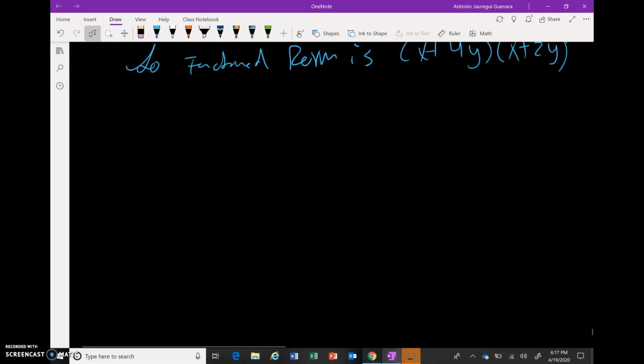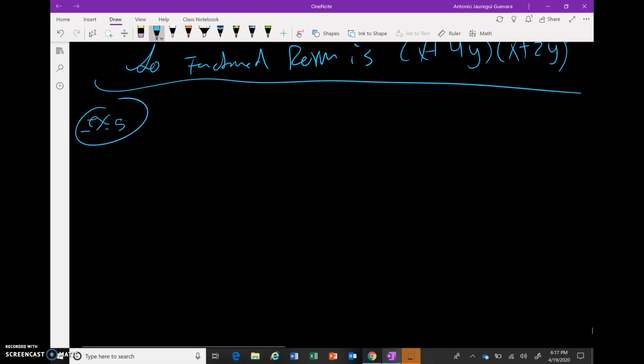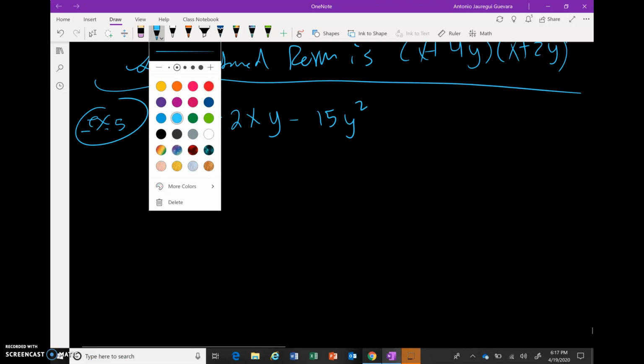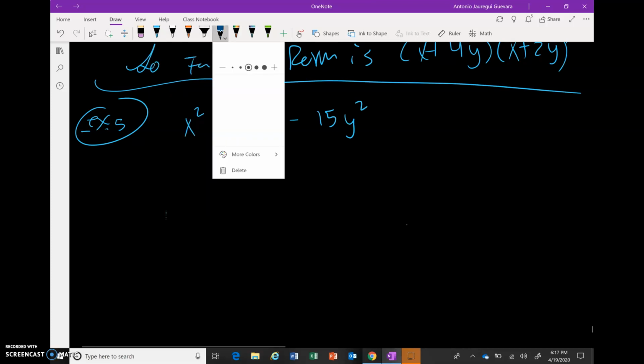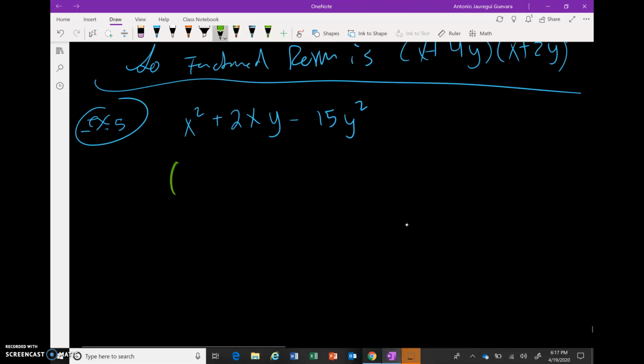Let me give you, I think I can manage another example here real quick. Example 5. Let me give you x squared plus 2xy minus 15y squared. So for this one, x times x gives me x squared. That works. Let's try what two numbers multiplied together give me 15.